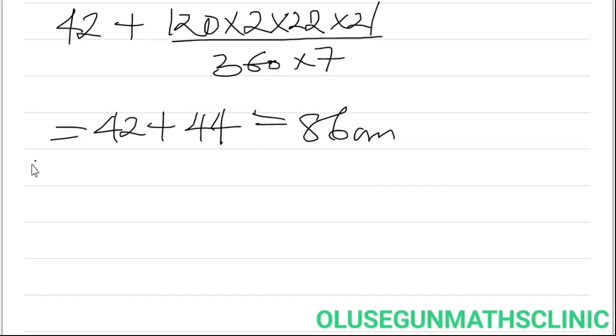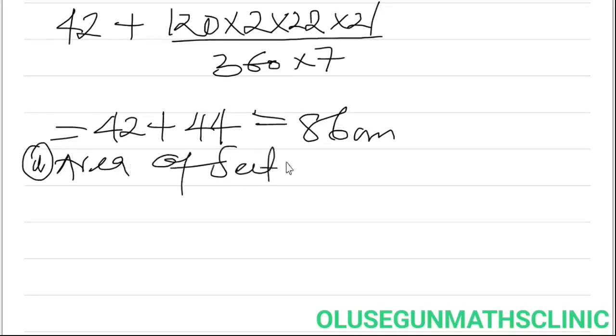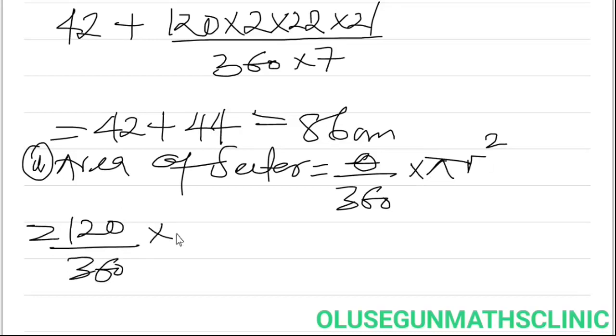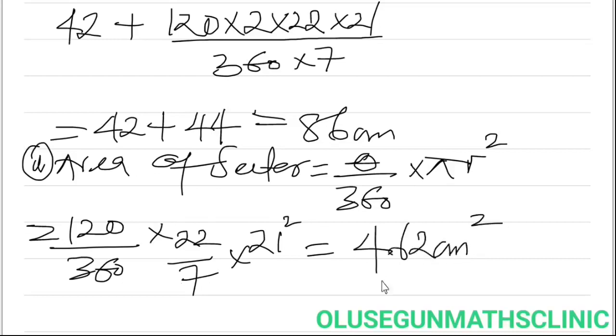So now the second part, that is the area of the sector. The formula for the area of a sector is theta over 360 times pi r squared. So which is 120 over 360 times 22 over 7 times r squared. By the time you press the calculator for this, we have 462 centimeters squared. So this is the answer for this.